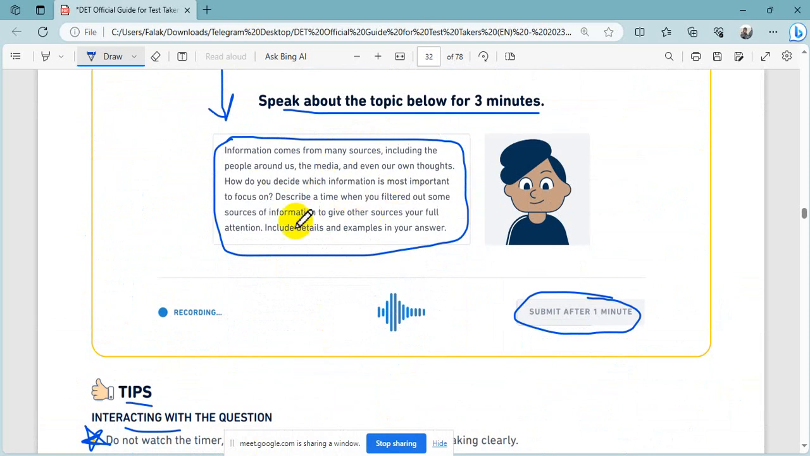What does the prompt exactly say? It says, information comes from many sources, including the people around us, the media, and even our own thoughts. How do you decide which information is most important to focus on? Yeah, most important to focus on, information. These are keywords. Information is also a keyword here, okay? Because the topic is information. Information comes from many sources, including the people around us, the media, and even our own thoughts. How do you decide which information is most important to focus on?